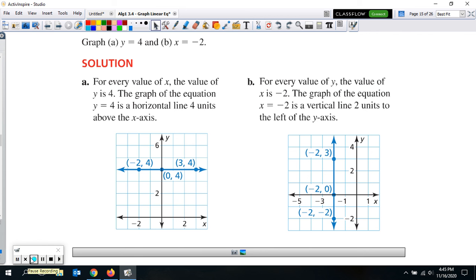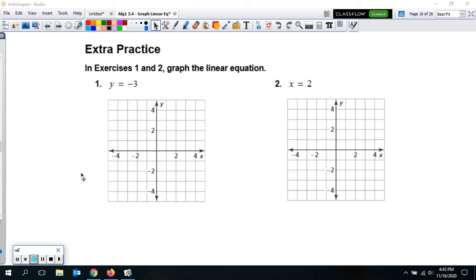All right, let's do a couple problems on your extra practice. Number 1 and number 2 on your extra practice just say graph the linear equation, y equals -3, and this one's x equals 2. So I'm going to just have you try those. Do them just like I was just showing you. See if you can draw these straight lines. One's going to be straight across horizontal, the other one's going to be up and down vertical. So go ahead and stop the video at this point, push pause, and do these two, and then play it to see if your answers are correct.